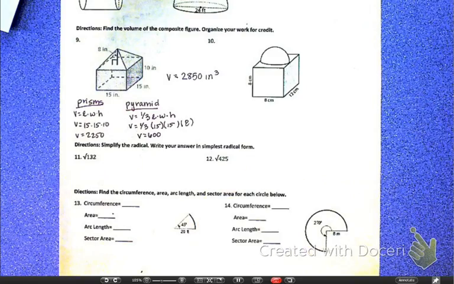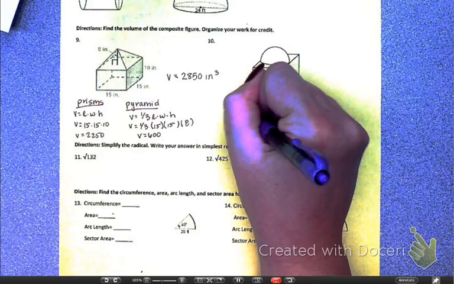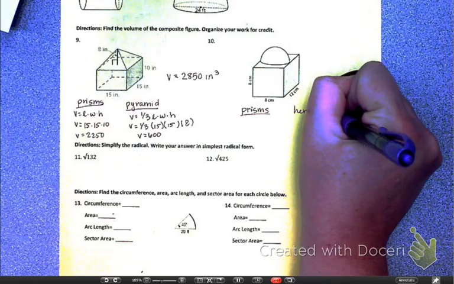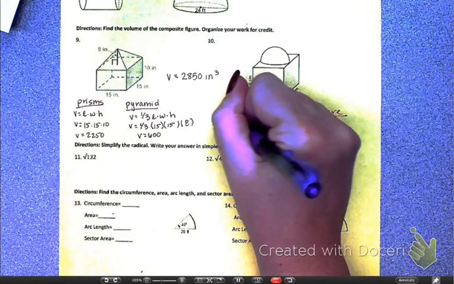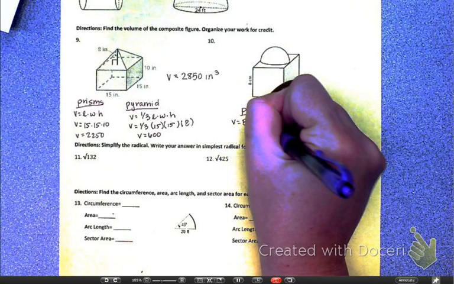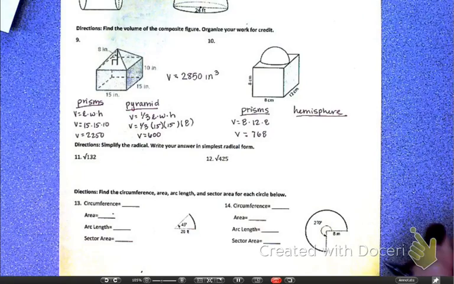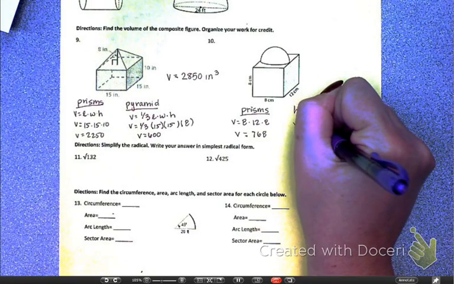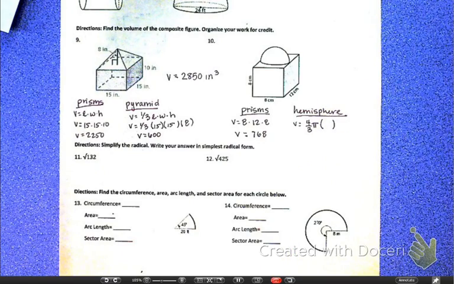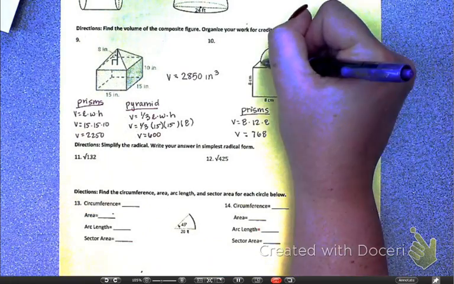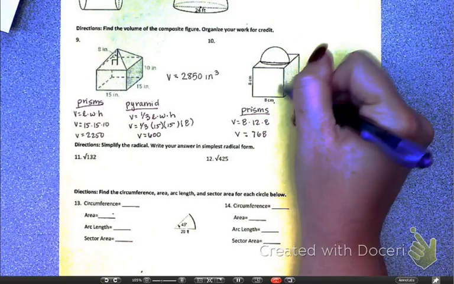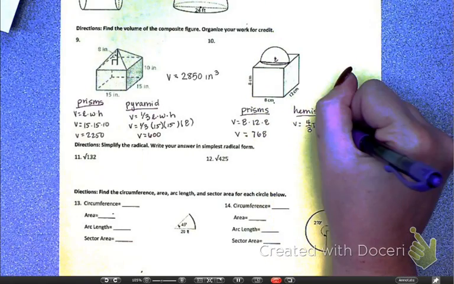Number 10, what two solids do you see? Prism and a hemisphere. So prism, we already know is length times width times height. So 8 times 12 times 8 for a total of 768. Hemisphere, 4/3 pi. What's my radius? 4. How'd you get 4? Because you divide 8. So this distance all the way across is 8, because it's 8 here, right? Yep. And then that gives you 4, because it's half.